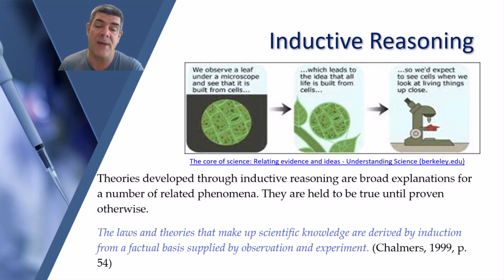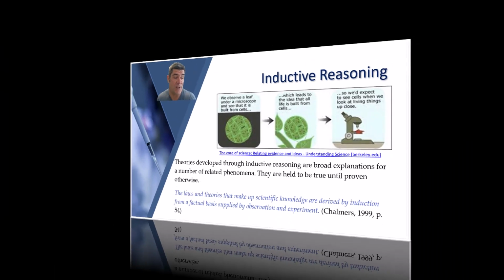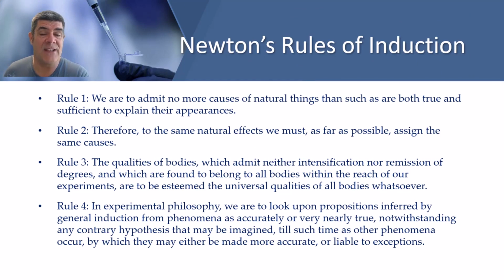The laws and theories that make up scientific knowledge are derived by induction from a factual basis supplied by observation and experiment. Another nice little definition from Chalmers. Newton's Principia is a set of inductive arguments which establish that impenetrability, mobility, and impetus of bodies and the laws of motion and the laws of gravity are features of every system in the universe. Newton couldn't possibly observe every celestial body and everything in motion. So therefore, what we must conclude is that Newton's laws were based on inductive reasoning.